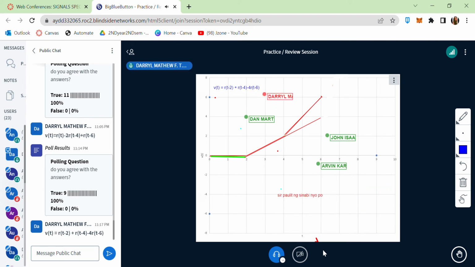Yung cumulative effects ng mga ramps natin before t equals 6 gives us a slope of 2. Kapag dinagdag natin yung huling ramp function, yung plus 2 na slope na yan, na minus 4. So yung mangyayari sa panibagong slope niya, magiging negative 2.